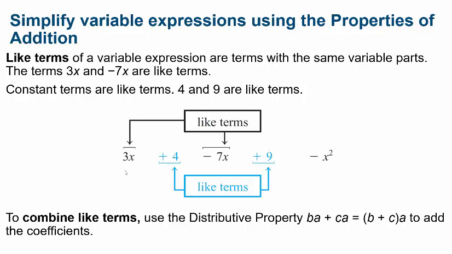So if I have this, 3x plus 4 minus 7x plus 9, and then I have this minus x squared, the 3x and the minus 7x are like terms because they each have an x. It is not a like term with the x squared here because this is an x squared where these are just x's. So these are like terms, and then the 4 and 9 are like terms. So then we can combine like terms. We can use the distributive property if we want to, all right, to add the coefficients of the like terms. So like 3 and negative 7 can get combined.